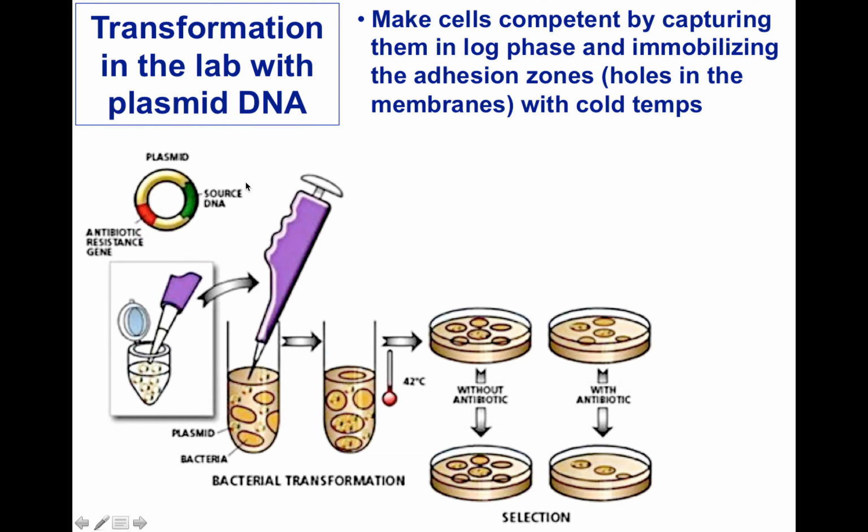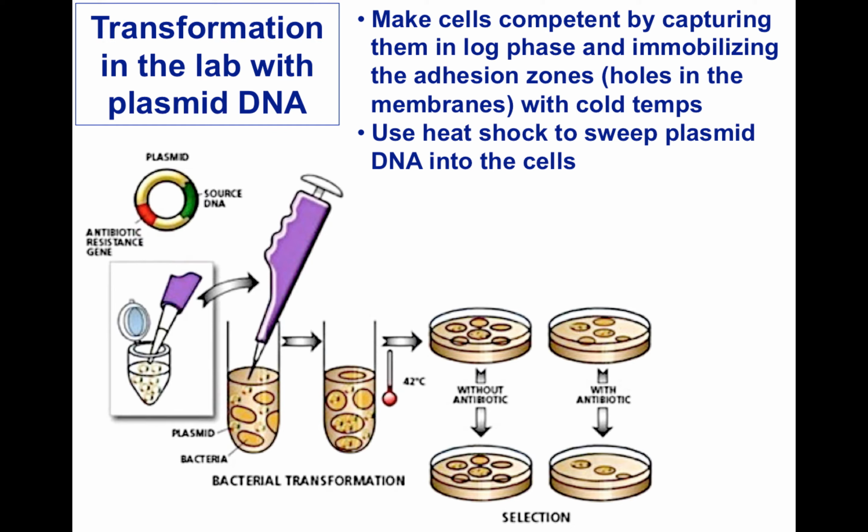The first step is to make cells competent by capturing them in log phase and immobilizing the adhesion zones, which are small holes in the membrane, with cold temperatures. Log phase cells are rapidly growing bacteria that often make mistakes when they're making their cell membranes and cell walls. They have little holes in them. Not a lot in the population, but enough that we can make it useful for molecular biology.